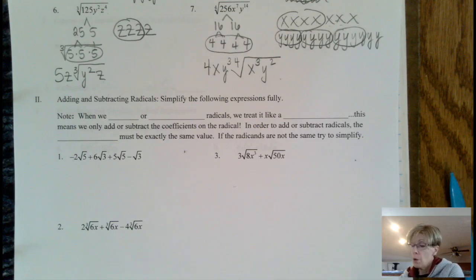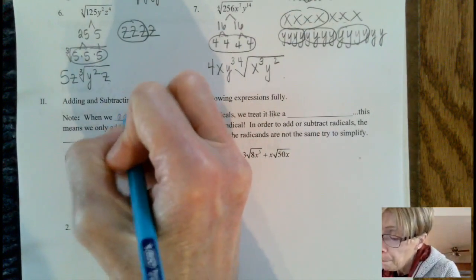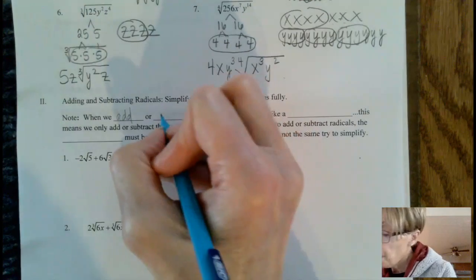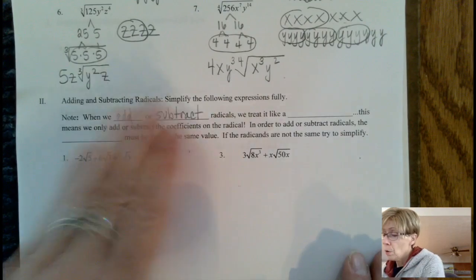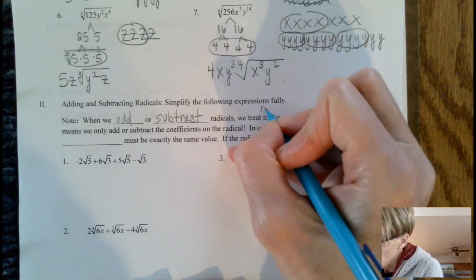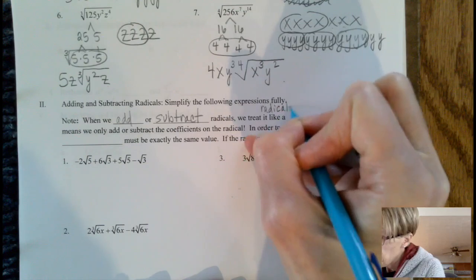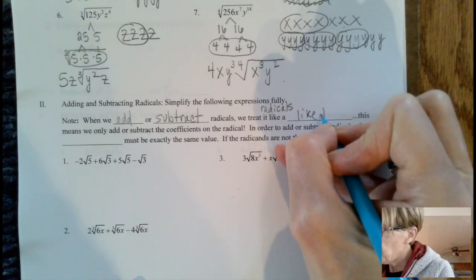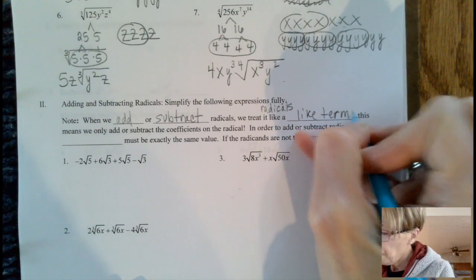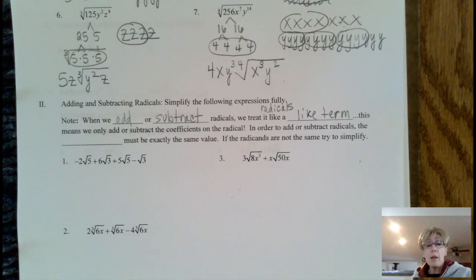One note, when we add or subtract radicals, we treat the radicals like a like term. And what we do when we add like terms is we add or subtract the coefficients, which are the numbers in front. In this case, because we're dealing with radicals, we add or subtract the numbers in front of the radical.